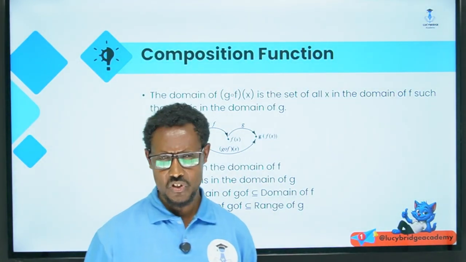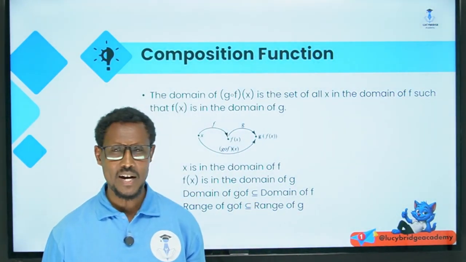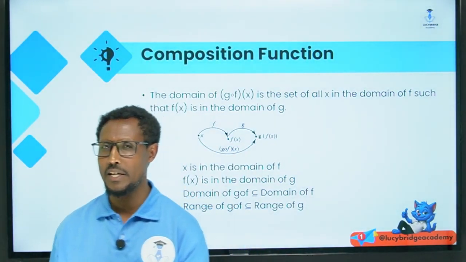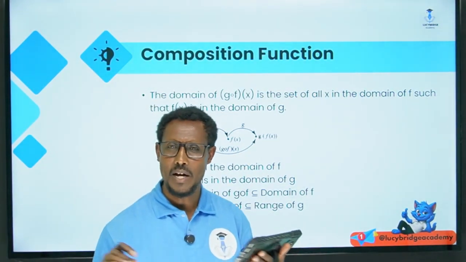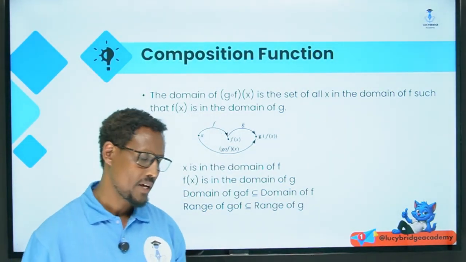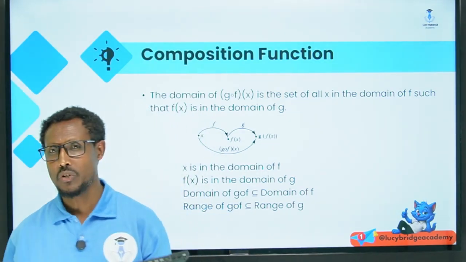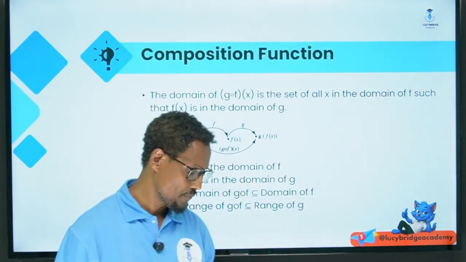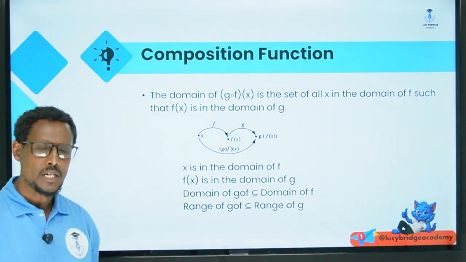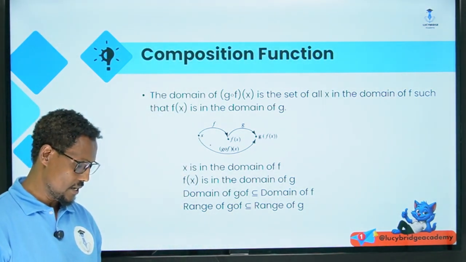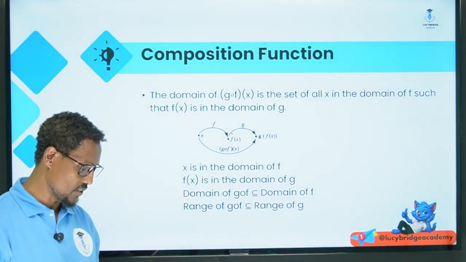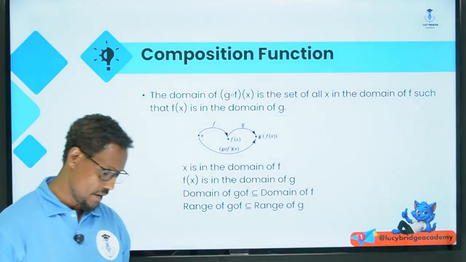Yeah, that means g is defined in what? In f of x, right? And f of x is defined at x. The function f with respect to x and the function of g with respect to what? F of x. If it is what? G of f of x. Look here. F is a function from x to f of x, and g is a function from f of x to g of f of x.